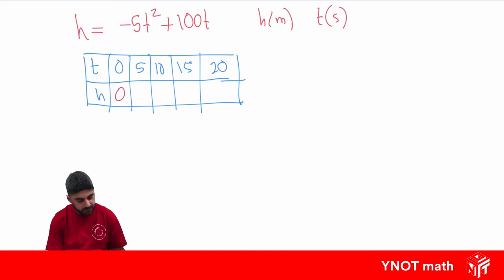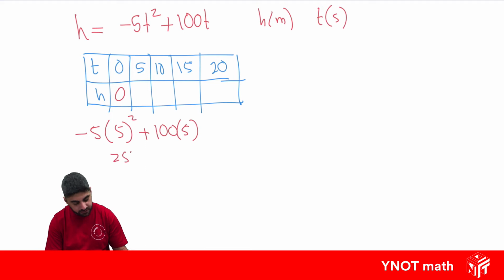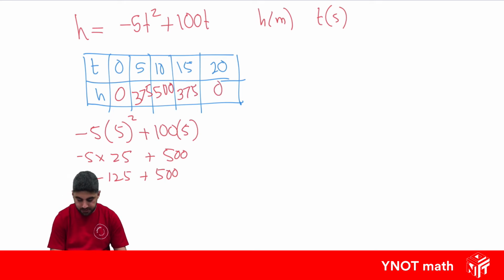Now if we put in 5, maybe we'll write this one out: minus 5 times 5 squared plus 100 times 5. We're going to get 5 squared is 25 times minus 5, plus 100 times 5 is 500. That's going to give us minus 125 plus 500, so we should get 375. And repeating the process, if you sub in 10, you're going to get 500. If you sub in 15, you're going to get 375. And if you sub in 20, you're actually going to get 0.